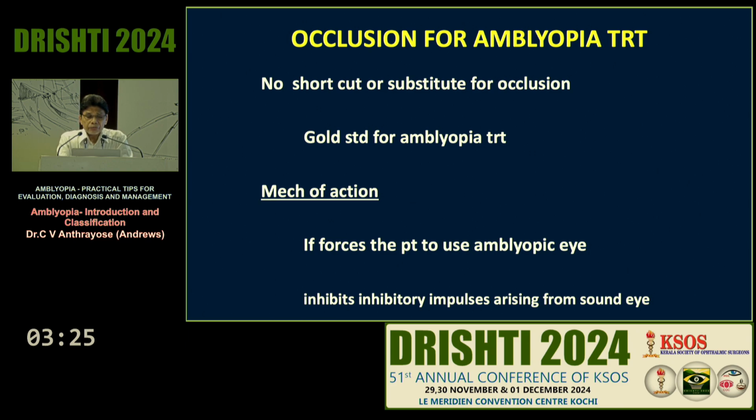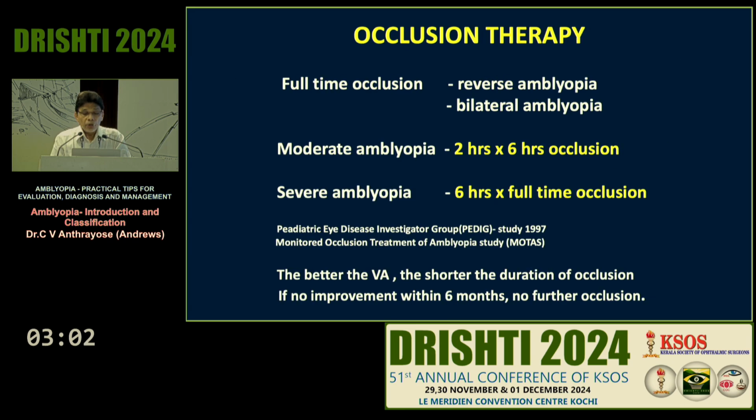So after refractive error correction, the second choice is occlusion for amblyopia. There is no shortcut or substitute for occlusion. It is the gold standard for amblyopia treatment after refractive error correction. The mechanism of action is that it forces the child to use the amblyopic eye, which will inhibit the inhibitory impulses arising from the sound eye. I am not going into much detail on occlusion therapy.